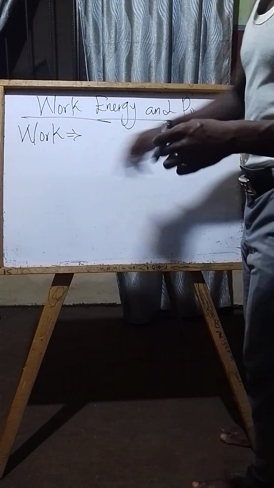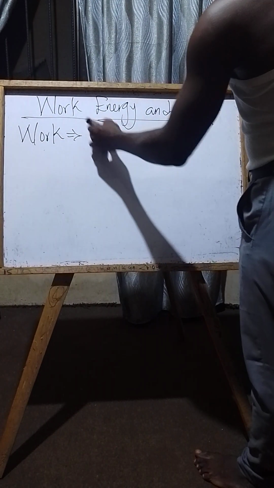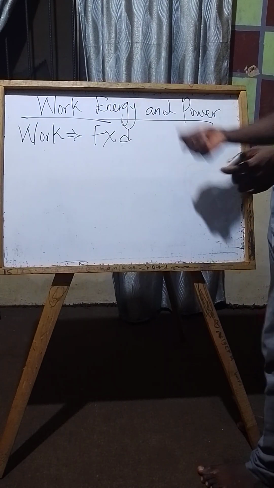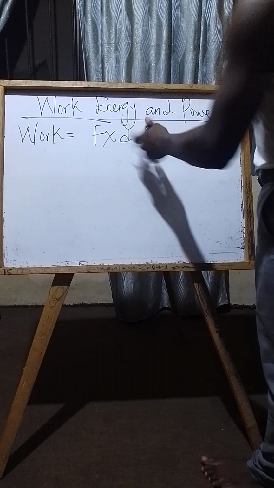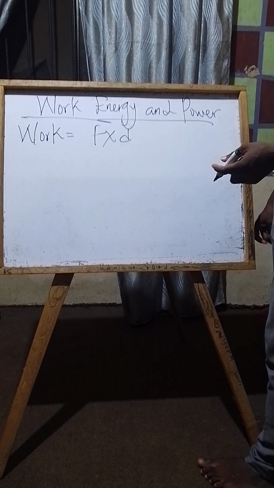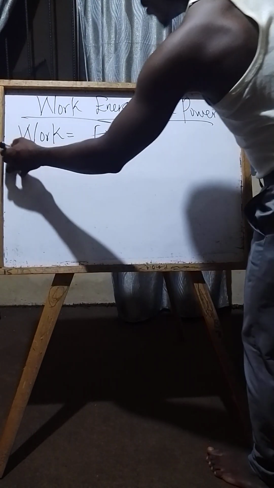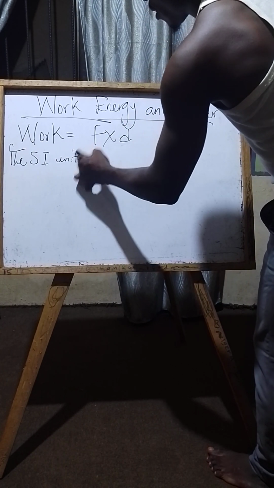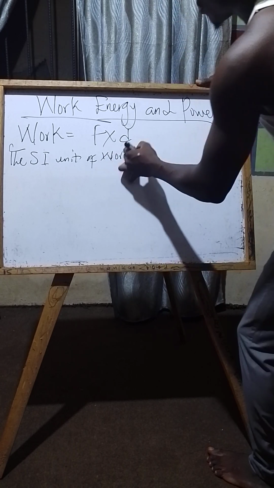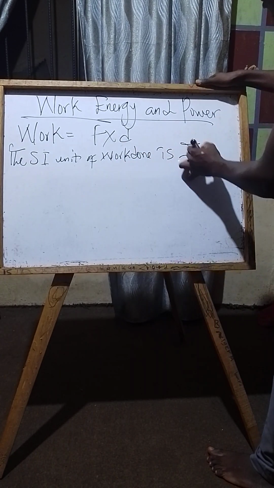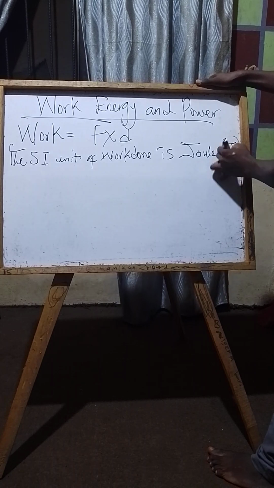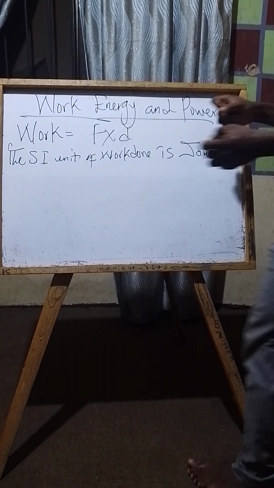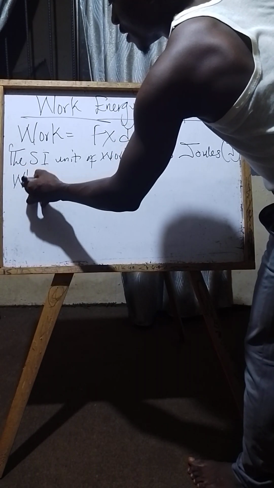Now we say work is done when a force is applied over a certain what? Distance. And if you apply force over a certain distance, work done is equal to force times distance. Are you getting me? And we say the SI unit of work done is what? Joules. That's capital letter J.